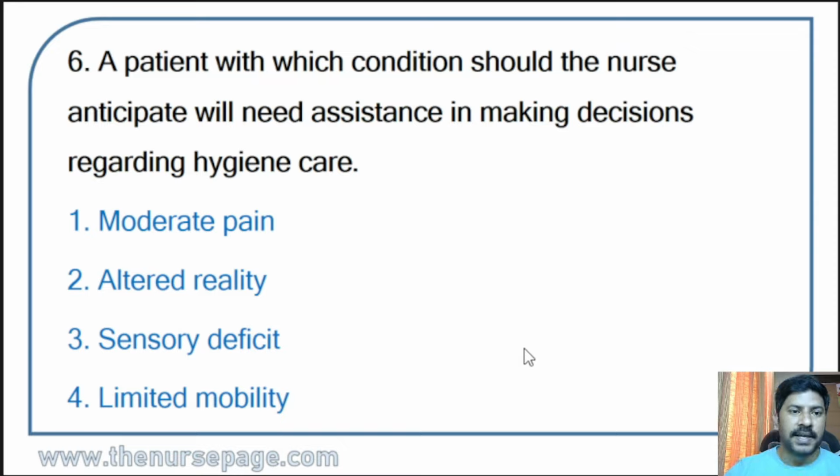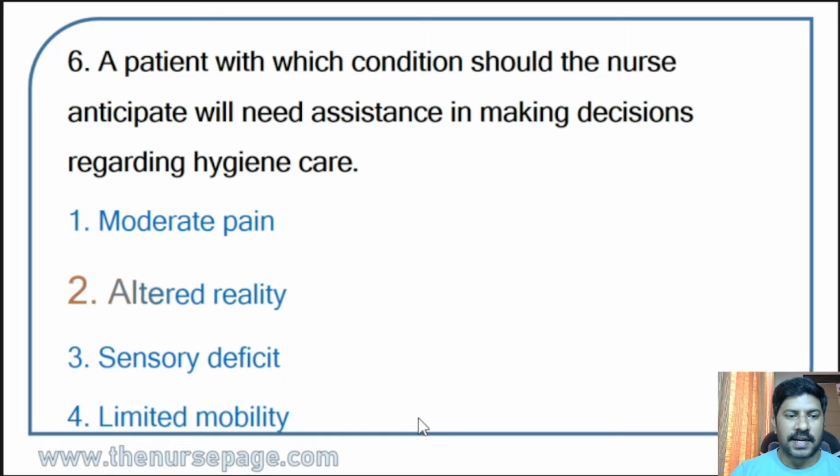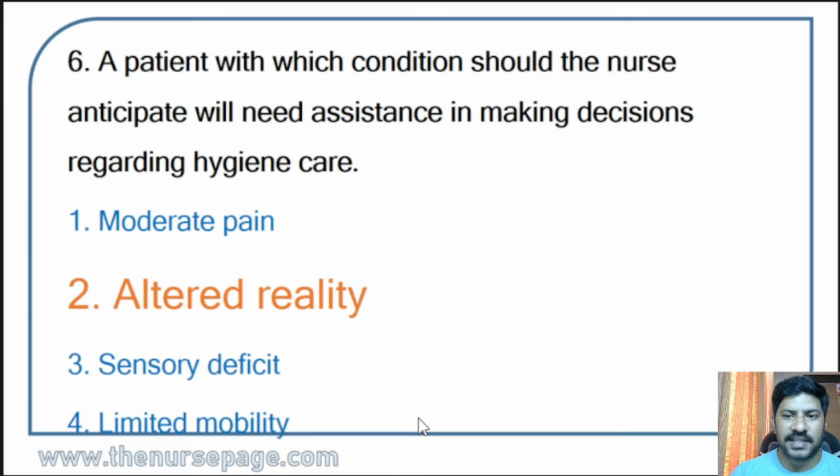Sixth question: a patient with which condition should the nurse anticipate will need assistance in making a decision regarding hygiene care? Moderate pain, altered reality, sensory deficiency, or limited mobility. The correct answer is option 2, that is altered reality.